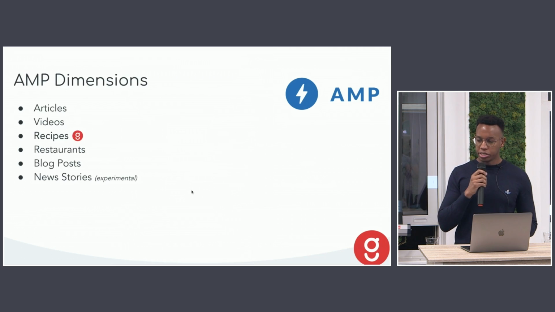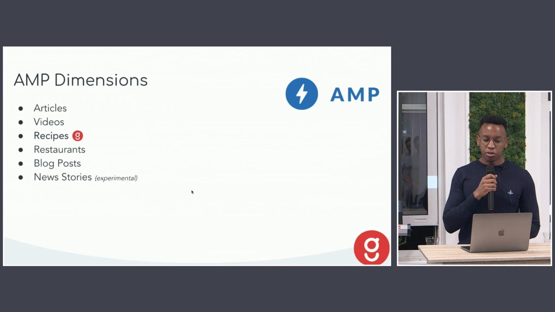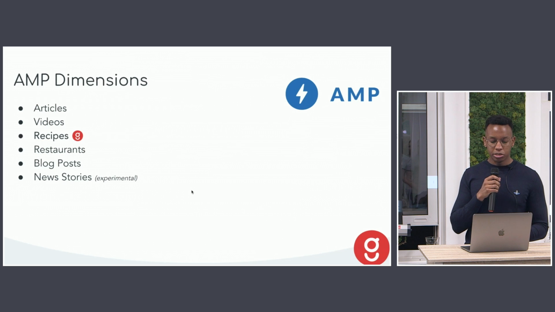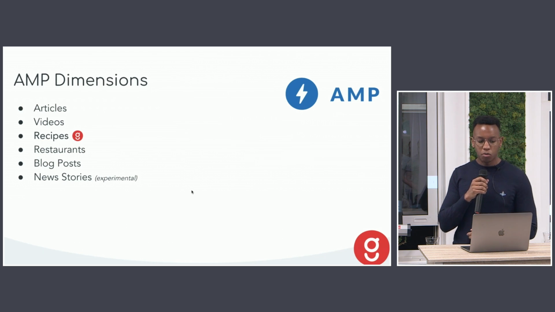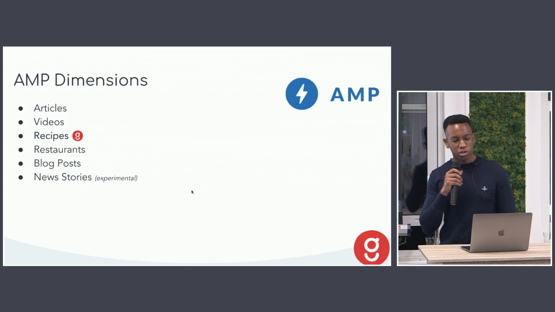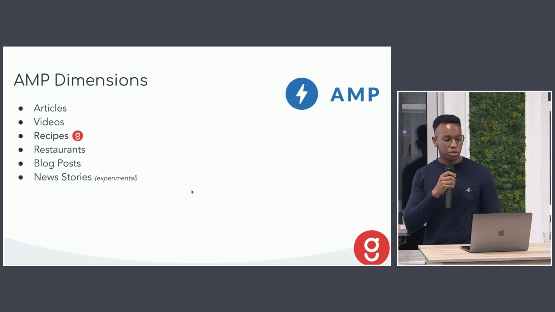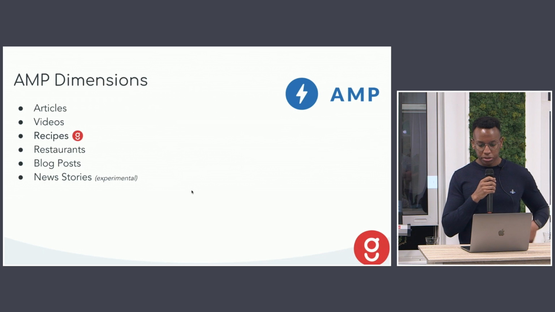Some of the other dimensions that AMP supports, for those of you in the room who work with these fields, it might be useful just to look into AMP. So it supports articles, videos, recipes. So for us, this was something that was enticing. Restaurants, blog posts, and they're also trying out stories, which are similar to Snapchat or Instagram stories. That's currently experimental.